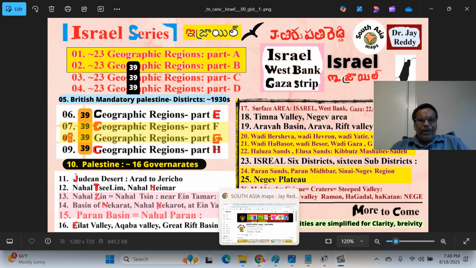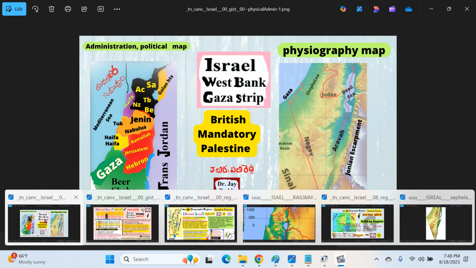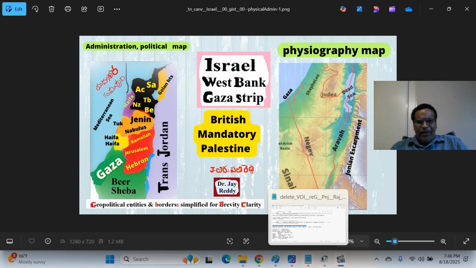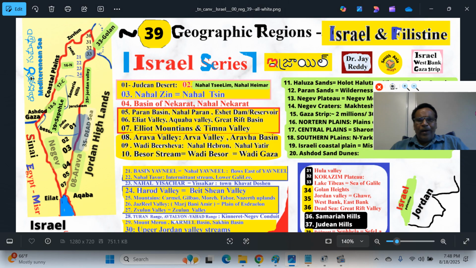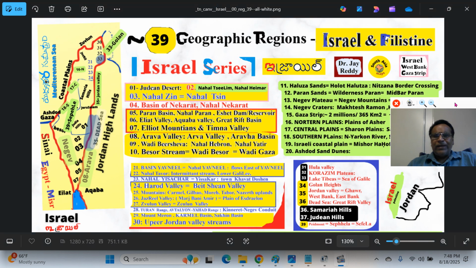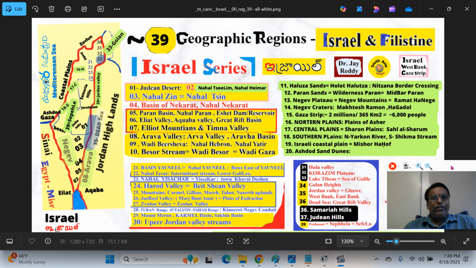And as you are aware, understanding the physiographic maps, which give more idea about the terrain, plateaus, plains, and water bodies, gives better understanding rather than two-dimensional standard politico-administrative maps. And here I have put all these 39 or 40 or so in one place so that you can have all these regions at one place, and we'll be exploring them.